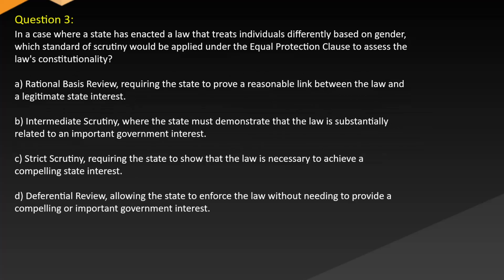In the case where a state has enacted a law that treats individuals differently based on gender, which standard of scrutiny would be applied under the Equal Protection Clause to assess the law's constitutionality? A. Rational basis review, requiring the state to prove a reasonable link between the law and a legitimate state interest. B. Intermediate scrutiny, where the state must demonstrate that the law is substantially related to an important government interest. C. Strict scrutiny, requiring the state to show that the law is necessary to achieve a compelling state interest. D. Deferential review, allowing the state to enforce the law without needing to provide a compelling or important government interest.